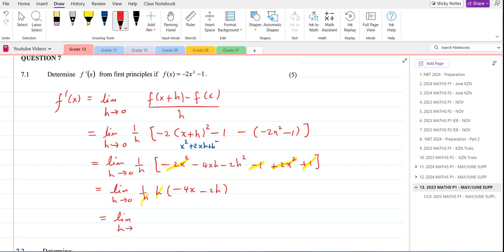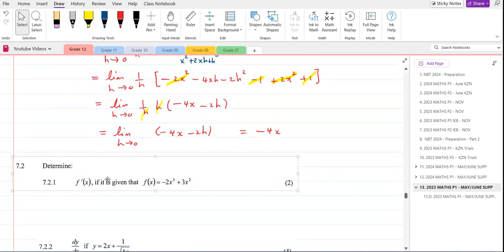Limit as h approaches 0 of minus 4x minus 2h. That's what I have so far, right? And that answer is just equal to minus 4x. And if you differentiate this using rules, 2 times minus 2 is minus 4x. Take away 1 from the power. Derivative of constant is 0. I hope you guys understood that.